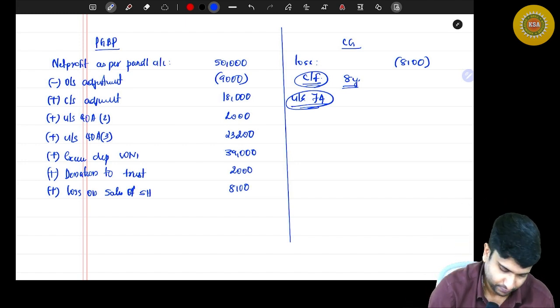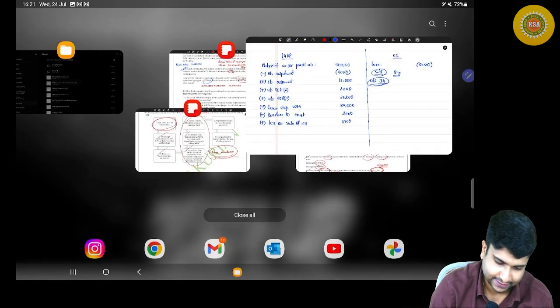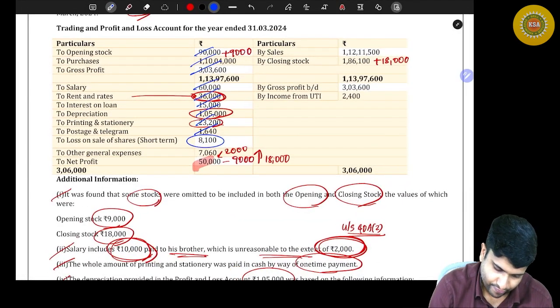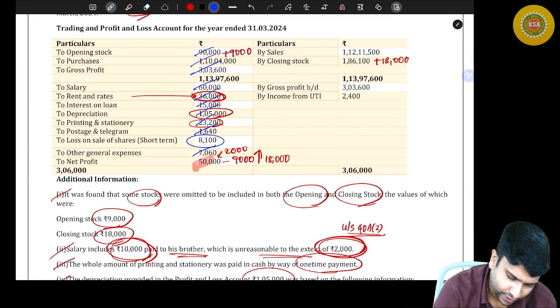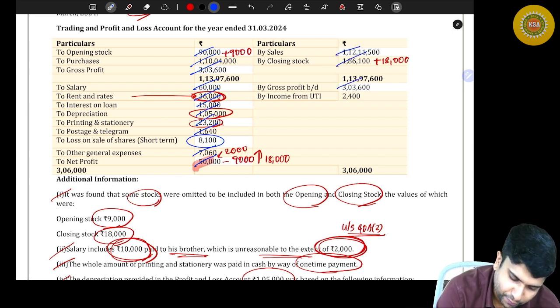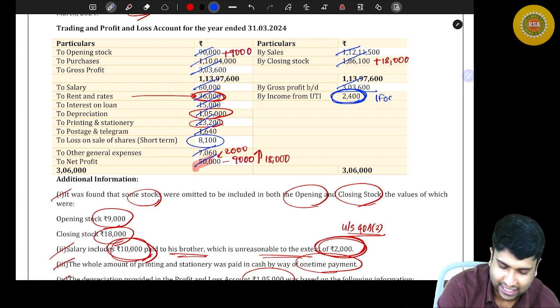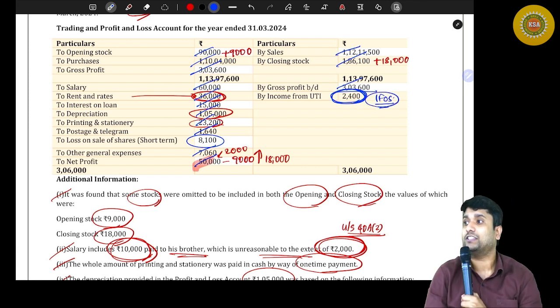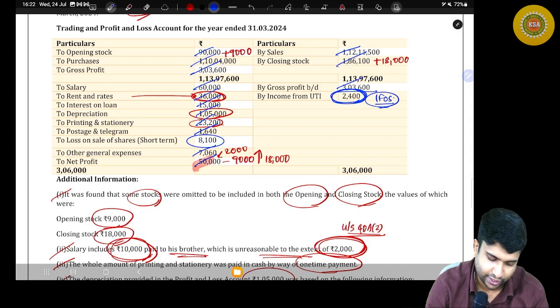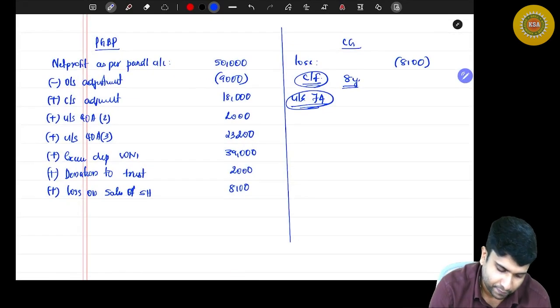Then, what is next? Other general expenses, okay. Net profit we have taken. Sales is there. Closing stock is there. Gross profit brought down is there. Income from UTI. What to do? Under IFOS, it should come under IFOS like dividend. So what to do? You need to deduct it under PGBP.